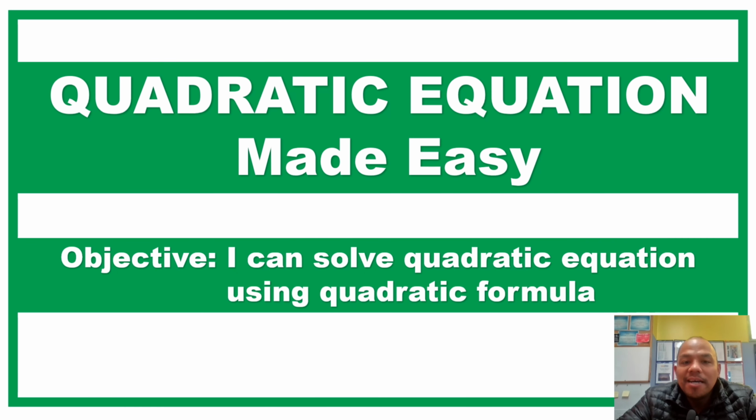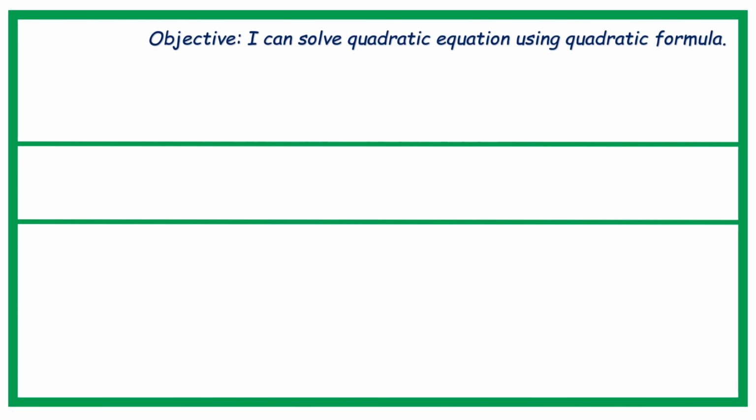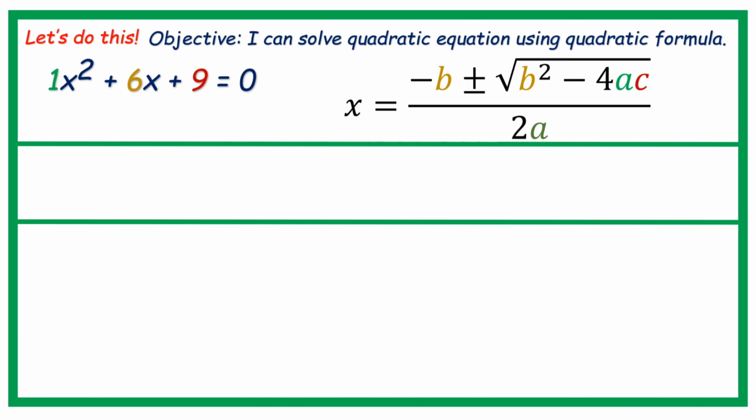The objective: I can solve quadratic equations using the quadratic formula. Let's do this. We have 1x squared plus 6x plus 9 equals 0. How are we going to solve this? Let's bring down the quadratic formula.